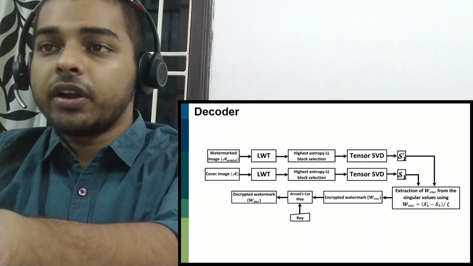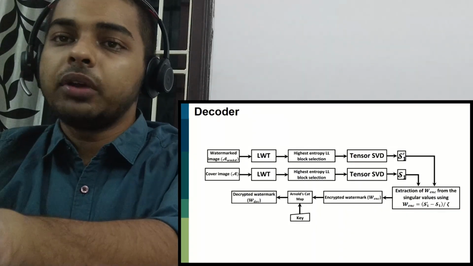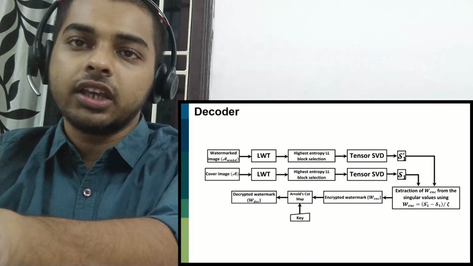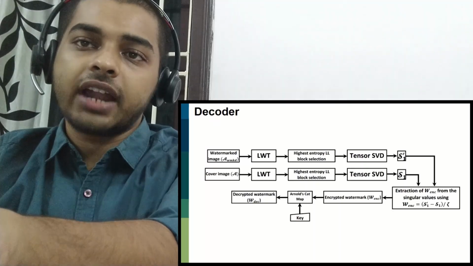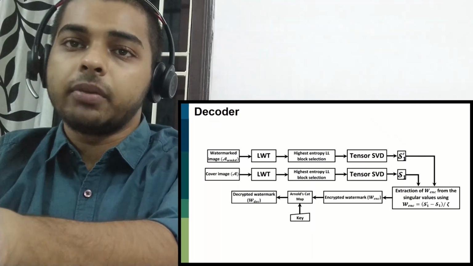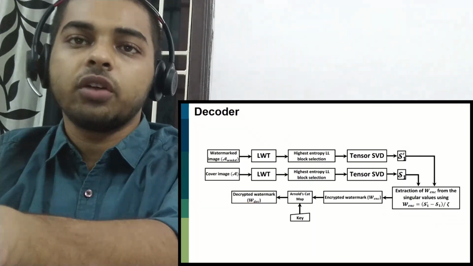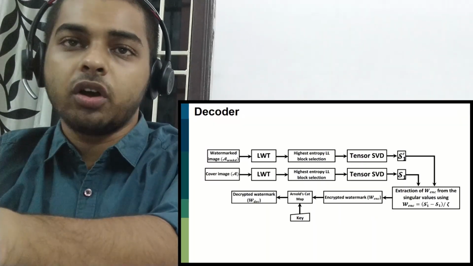Now, after this operation, we'll get the encrypted watermark W encoded, and again we will have to use the user given key which was used to encrypt the watermark image. If we supply this user given key to the Arnold cat map, it will generate the decrypted image. After that, based on the visual quality and correlation coefficient of the decrypted watermark, we can establish our ownership of the original image.